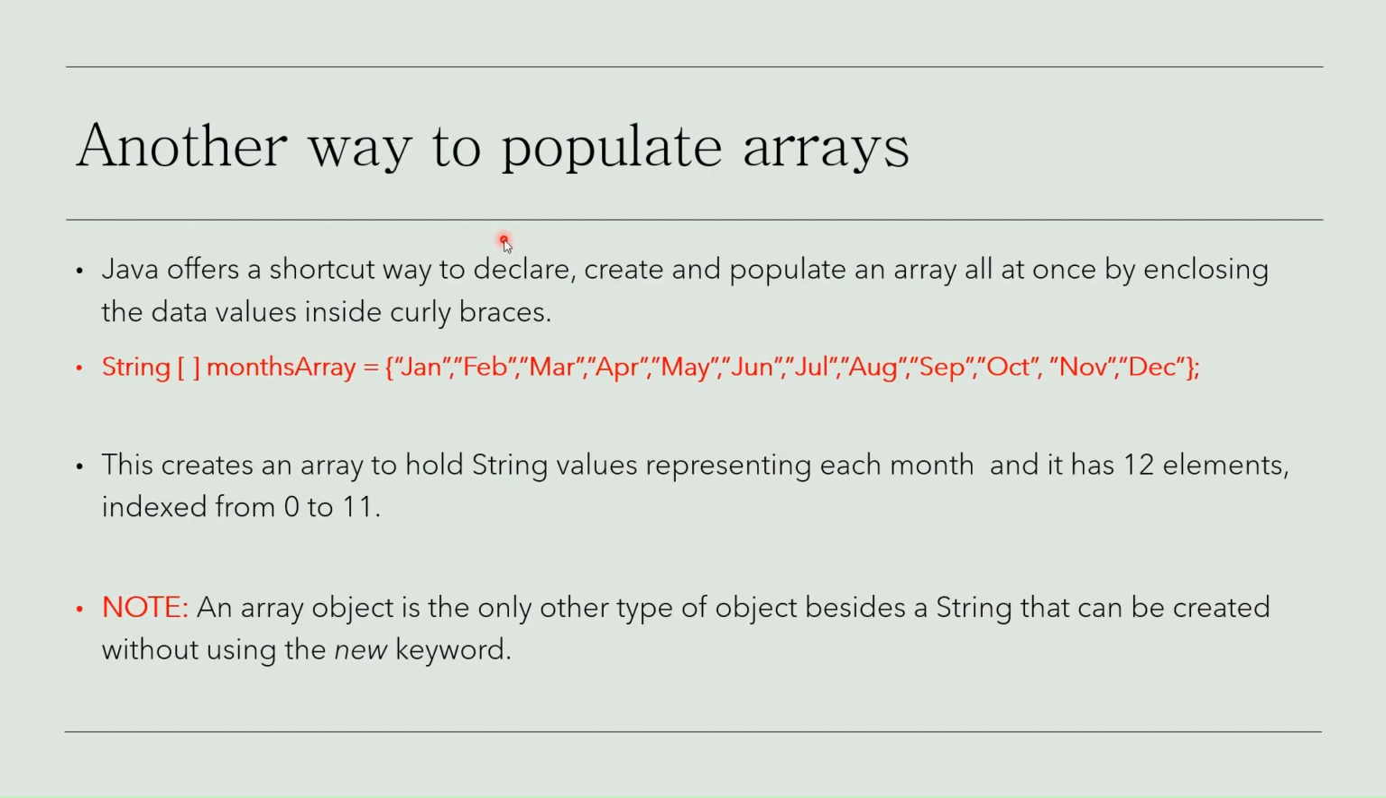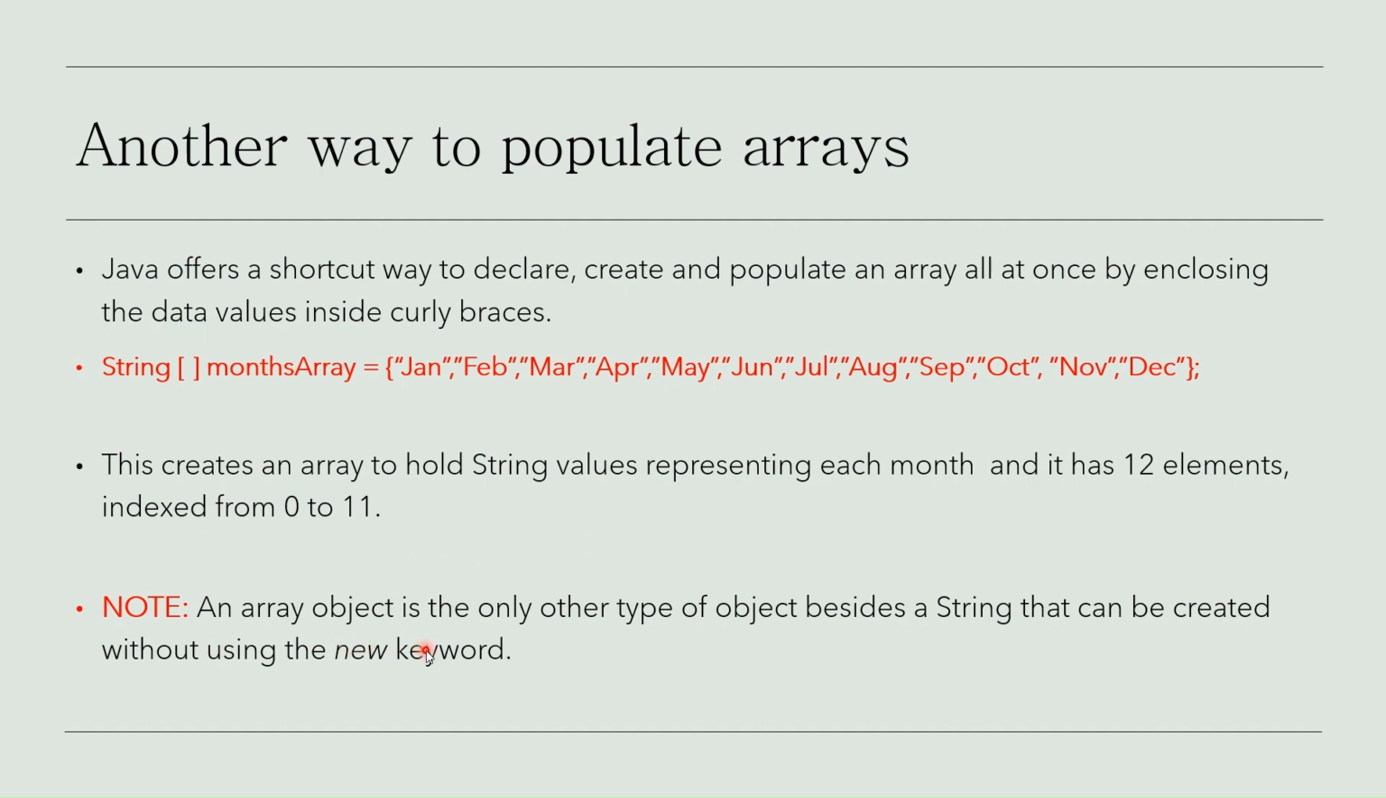There is another way to populate arrays. Java offers a shortcut way to declare, create, and populate an array all at once by enclosing the data values inside curly braces. String, the square brackets, the array name, then assign it within the curly brackets the values January, February, March, and so on. So we have an array starting from 0 to 11, which is 12 elements for 12 months.